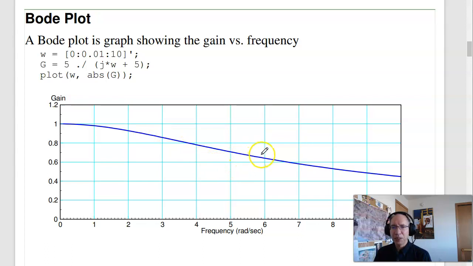At 6 radians per second, this is the gain that we had in the previous problem. In general, this is a low-pass filter. It passes DC signals with a gain of 1, and the gain slowly tapers off. So it's not a very good low-pass filter, but it is a low-pass filter. Low frequencies tend to get passed more than high frequencies.